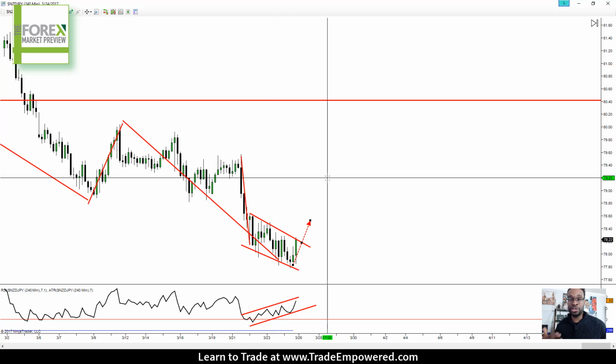I know that look left, structure leaves clues. That's the next point in the market that I can expect price action to come to before a potential reversal. Now, the question that often comes with that from many traders is, well, Akil, where is structure? How do I identify structure?